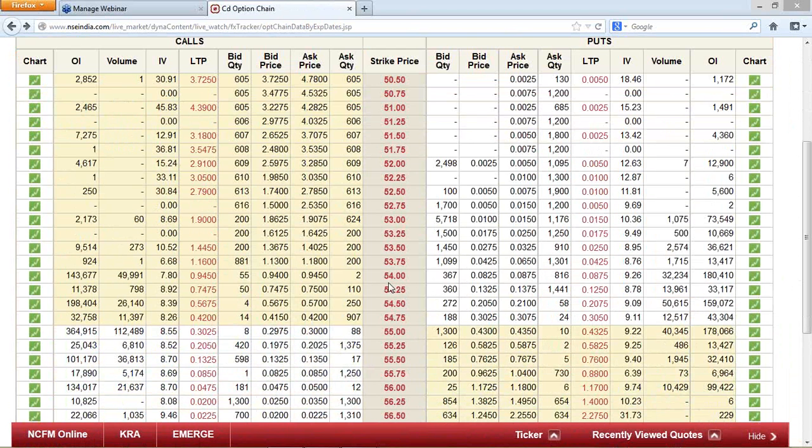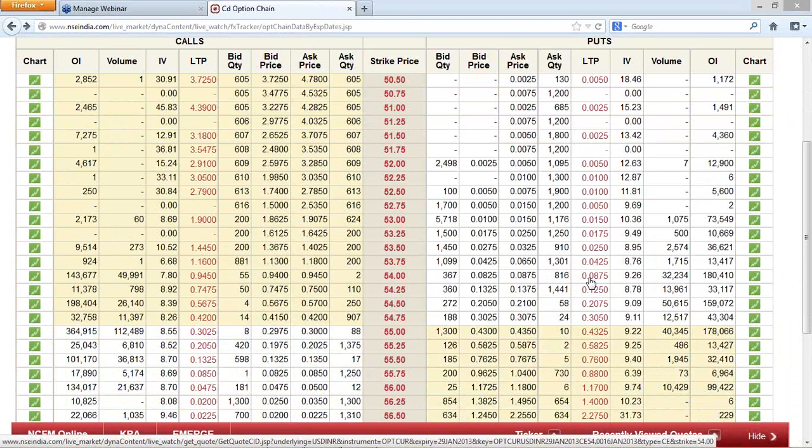Another thing which I did was I sold a 54 ka put at 8 paisa, giving me 80 rupees per lot. So in all I have gained 200 rupees per lot. So if the future even falls 20 paisa from here, I will not be in the loss. Let me explain this in Hindi.